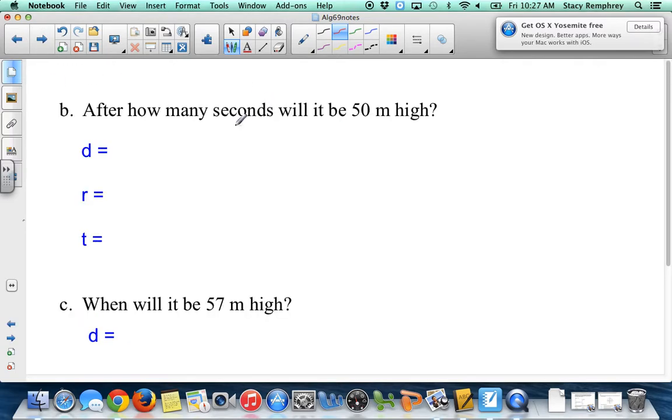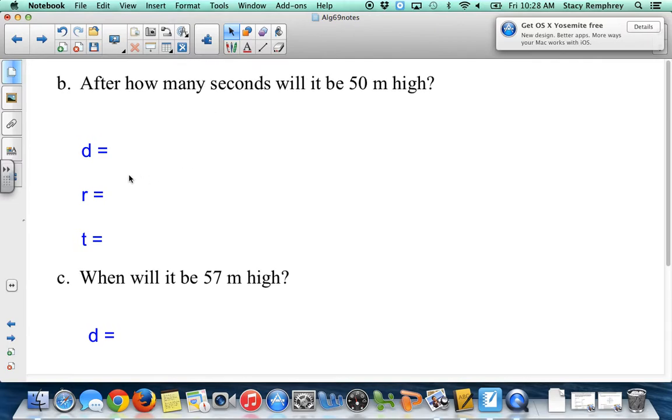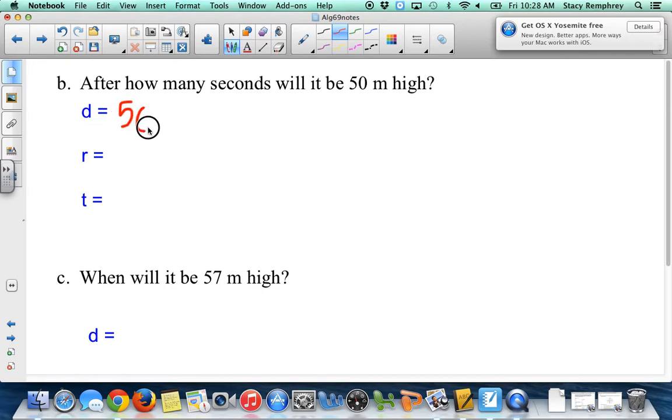For the next problem, our initial velocity is still 35 meters per second. So again, I'm going to fill in what I know. I know my distance now. My distance is 50 meters. My rate is still 35, but now the time is what I don't know.